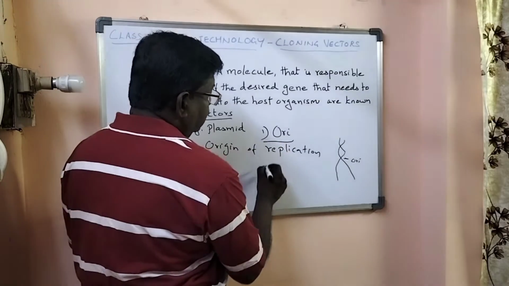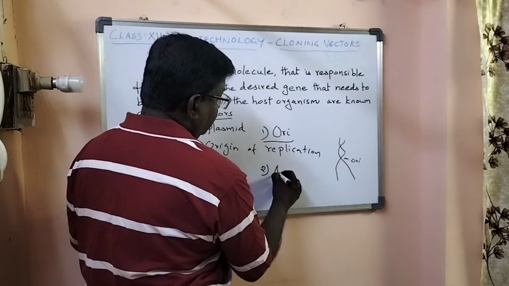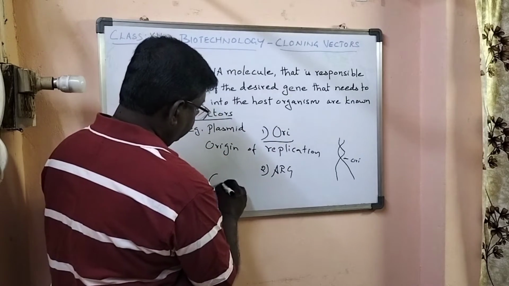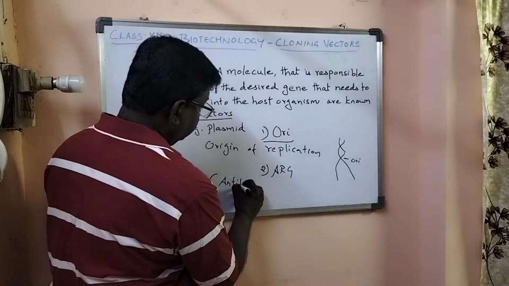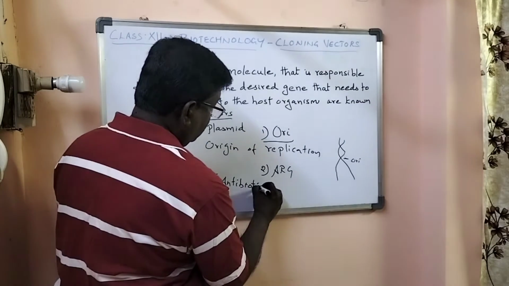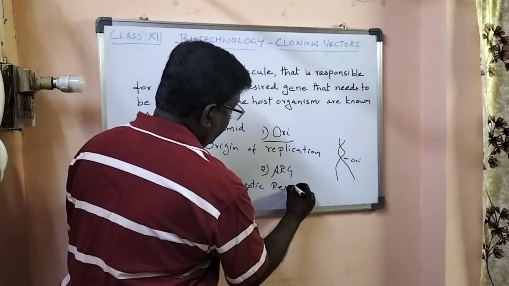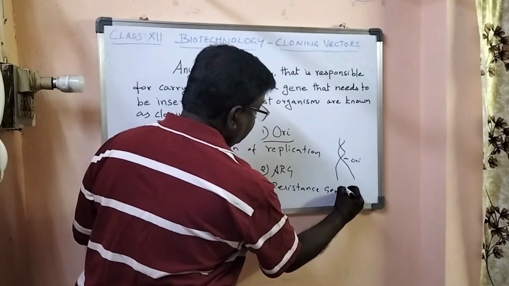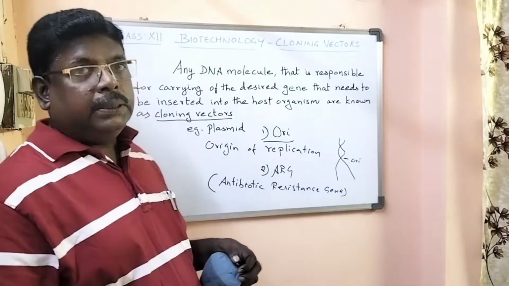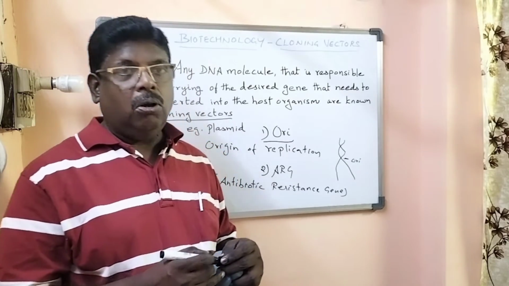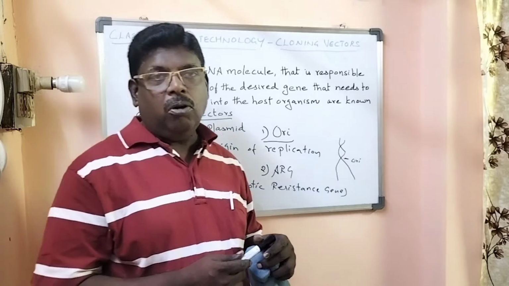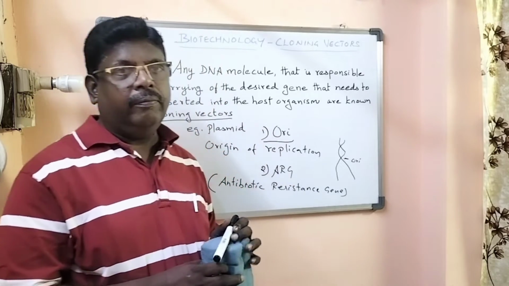So this is number one, and number two is ARG, that is nothing but the antibiotic resistance gene. So a plasmid will contain two things: one is ORI, origin of replication, and number two, antibiotic resistance gene.